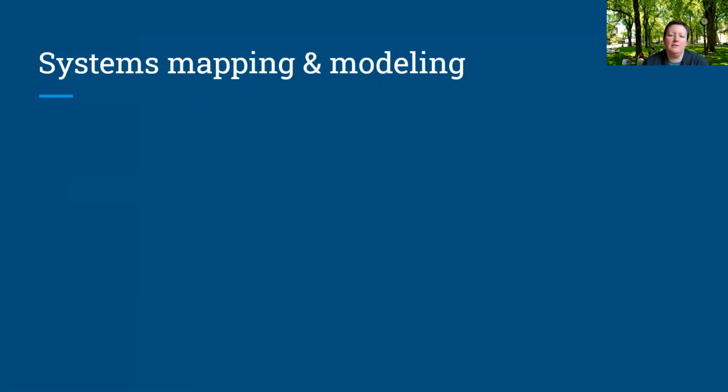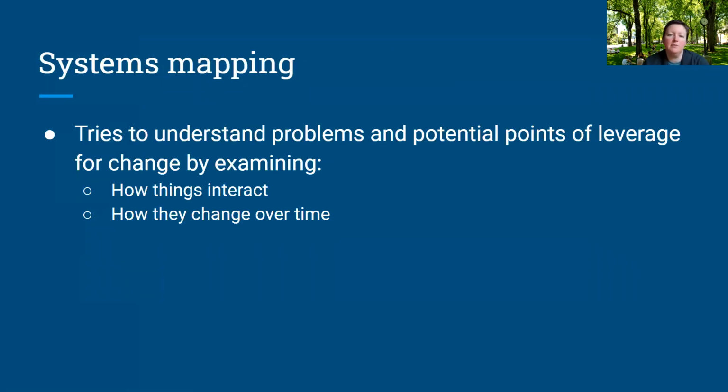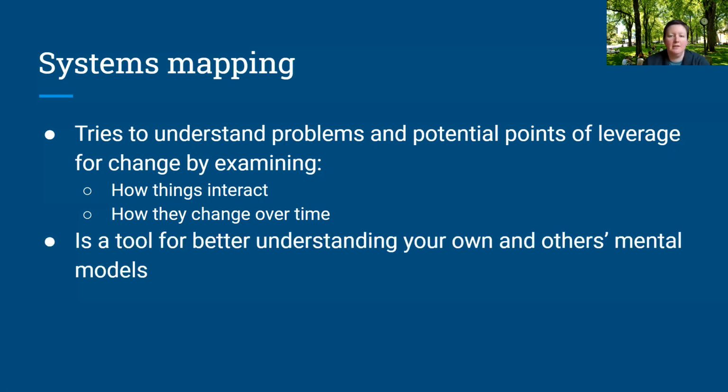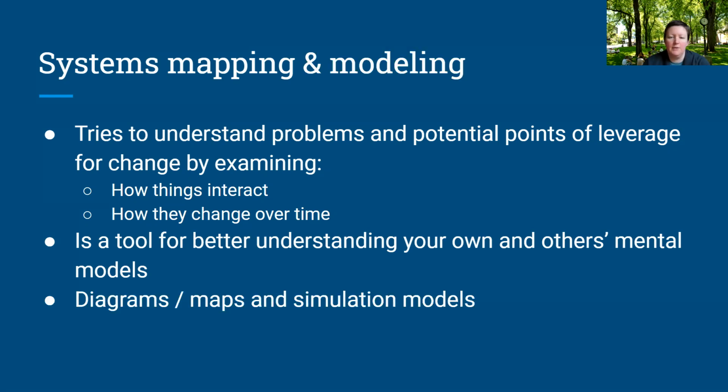Let's talk a bit about what systems mapping and modeling is and why we do it. When we use systems mapping and modeling, we're trying to understand problems and potential points of leverage for change by examining how things interact and how they change over time. And this is a tool for better understanding your own and other people's mental models. And there's a range of different kinds of diagrams or maps or simulation models, and I use the term model to refer to any of those.